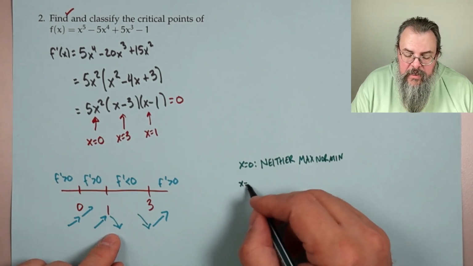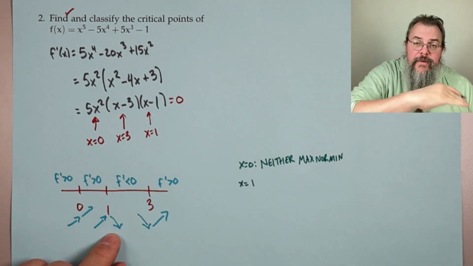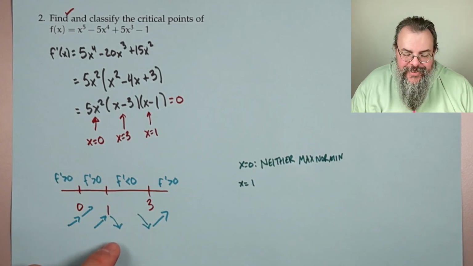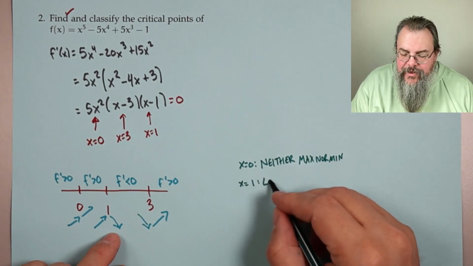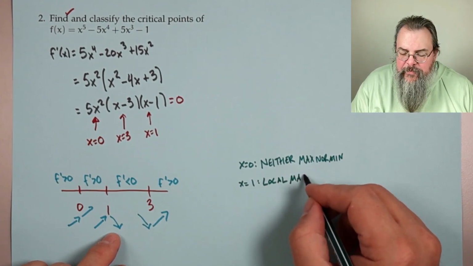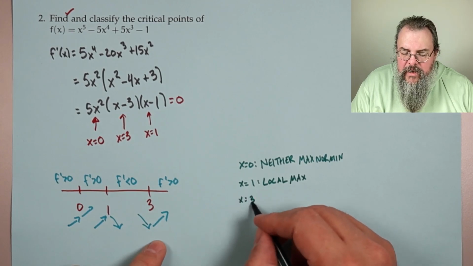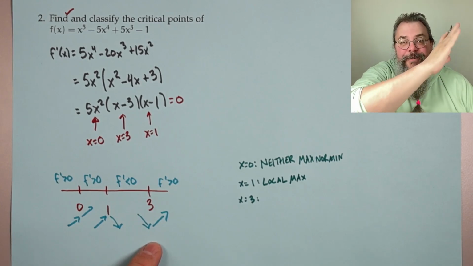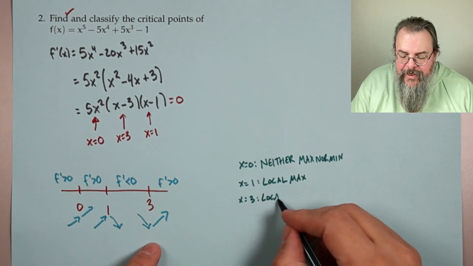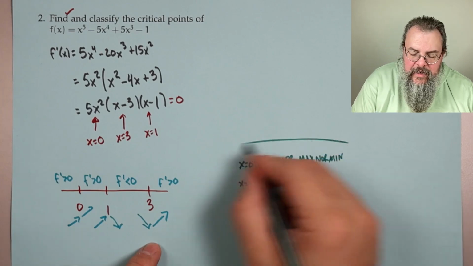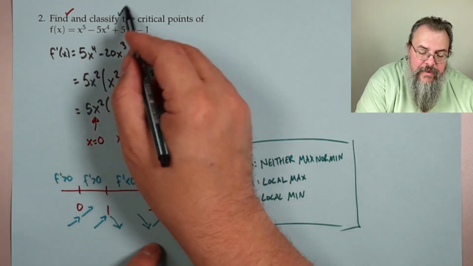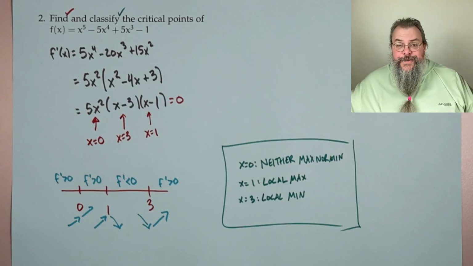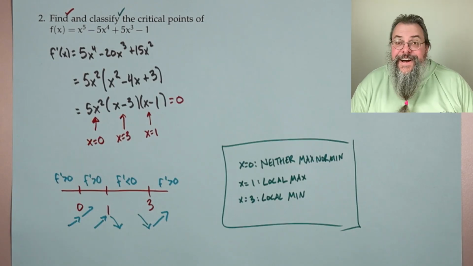At x equals 1, what do we see? We're going up and down. Whoosh, right? So, what is that? That is a local max. And at x equals 3, we're going down then up. So, what are we forming? We are at a local min. And we've classified, and that's it, right? We found them, we classified them. Life is good. Woohoo! Nice! All right.